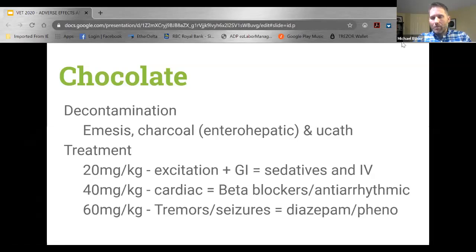Again, depending on the dosage, it may be simple sedatives. Acepromazine is probably our most reliable one, and some GI support depending on the severity of the GI signs. We may have to involve beta blockers like propranolol or antiarrhythmics if we're seeing more cardiac signs. And I always caution veterinarians that because the vast majority of patients will come in with excitability as a primary clinical concern with GI signs, I recommend sedating them first.